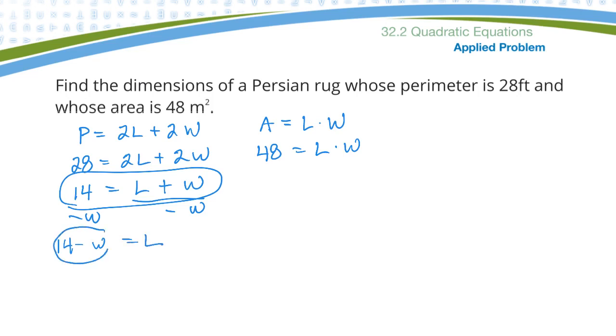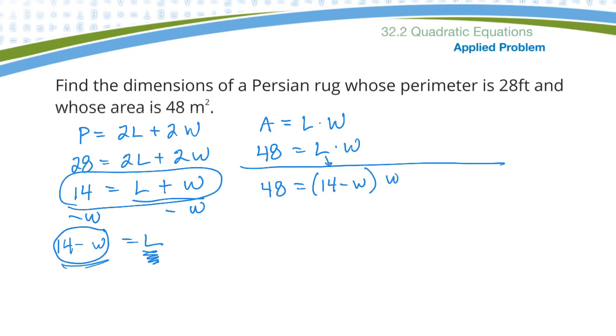And then this I'm going to replace wherever I see an L over in the other formula. So let me just put a line there. So this would be 48 is equal to the length, I'm calling the length 14 minus W, times W. See, so I just replaced the length with whatever the length is. Now let's do some stuff to this, distributive property. So 14W minus W squared is equal to 48. There I've got a quadratic equation.